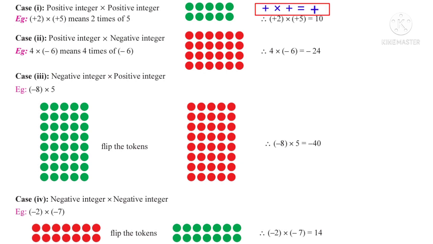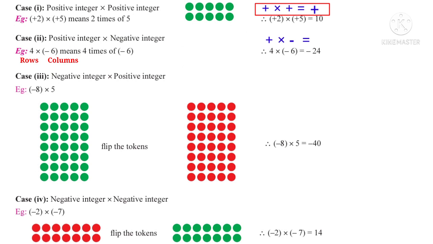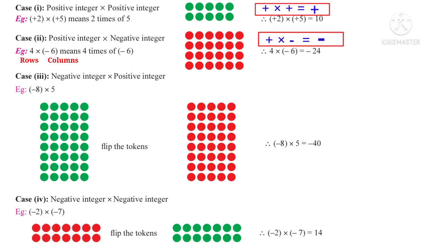Now let us take case 2, positive integer into negative integer, that is plus into minus is equal to how much? Let us take an example, 4 into minus 6. 4 indicates rows, minus 6 indicates columns. That is, in the first row, minus means red side of tokens. So we have to put in the first row 6 red tokens, in the second row 6 red tokens, third row 6 red tokens, and fourth row 6 red tokens. Now count, there are 24 red tokens. Red indicates negative, so minus 24. So plus into minus is minus.